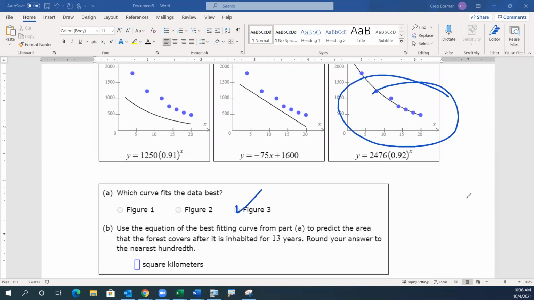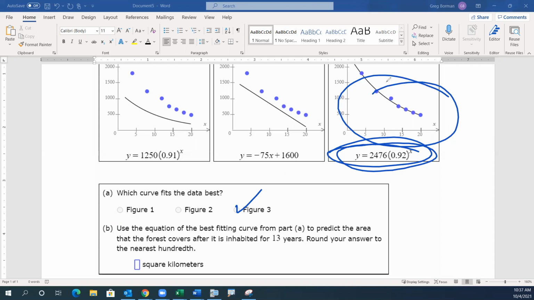So use the equation of the best fitting curve from part A, so this little piggy right here, to predict the area, because that's the whole point of this stuff, to make predictions. Predict the area that the forest covers after it is inhabited for 13 years, and round your answer to the nearest hundredth.